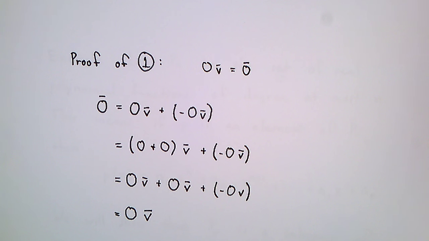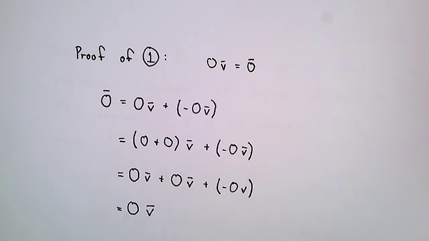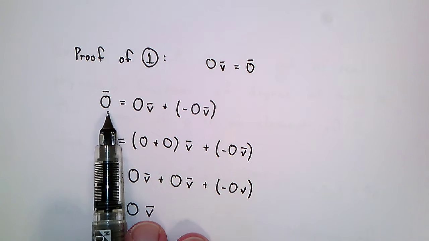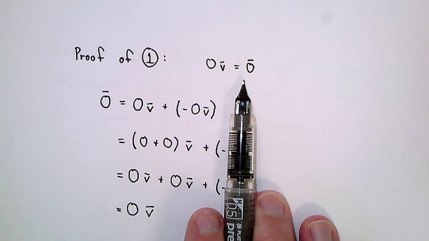When we were just dealing with real numbers and Rn, this sort of thing is fairly obvious because we're just multiplying numbers by 0. But in a more abstract setting, we might have to worry about it more. So this requires a proof. So what I'm going to do is start with this side of the equation, the right side of the way it's written in the theorem.